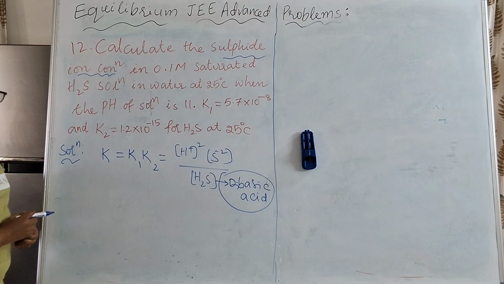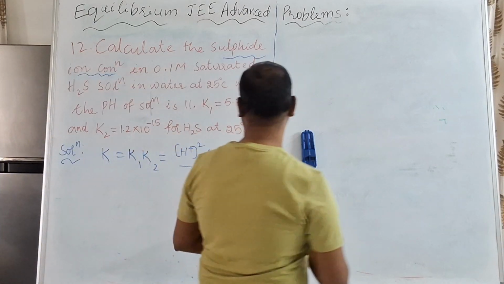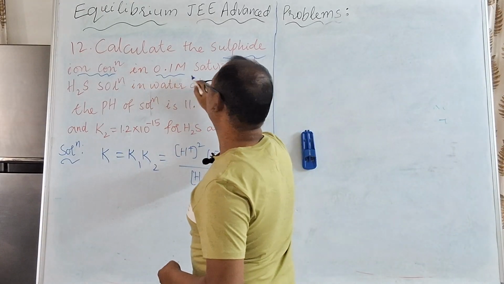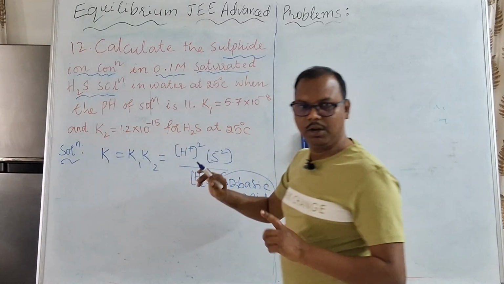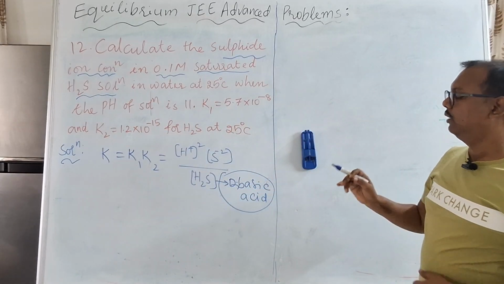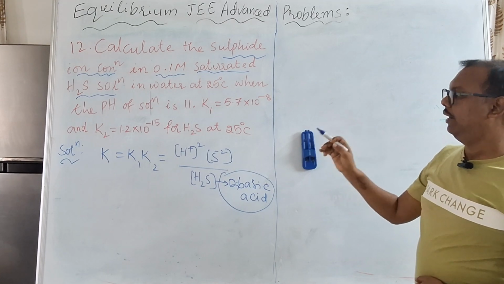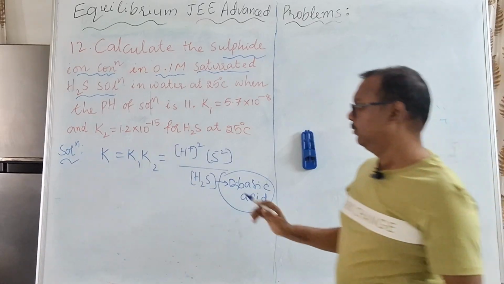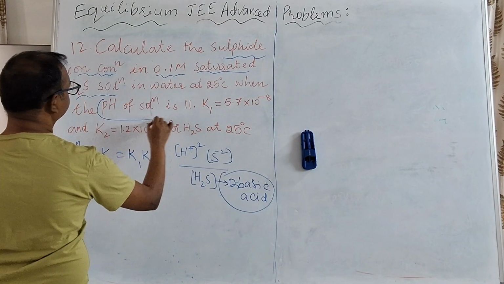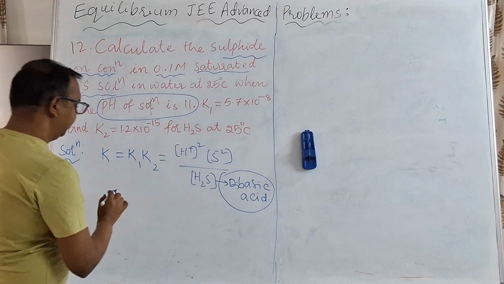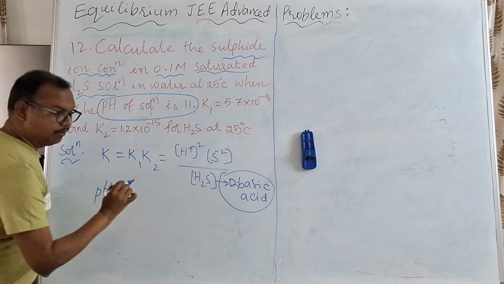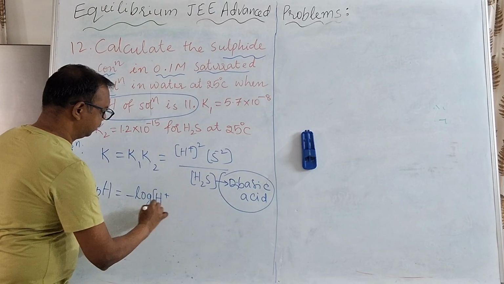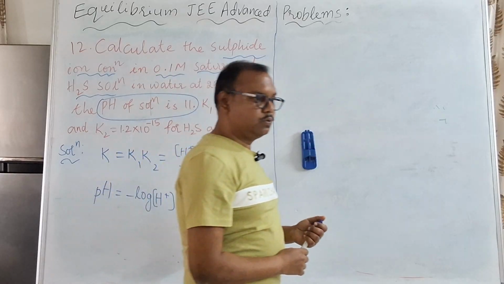In order to do that, the first thing we require to know is that H2S is given as 0.1 molar. The 0.1 molar saturated H2S solution they have given already. You can observe that. And what we need to find out here is the sulfide ion concentration, it's very simple. But the concentration of H plus, how much? pH is given instead of the concentration directly. Therefore, pH is equal to minus log of the concentration of H plus, we know that very well.